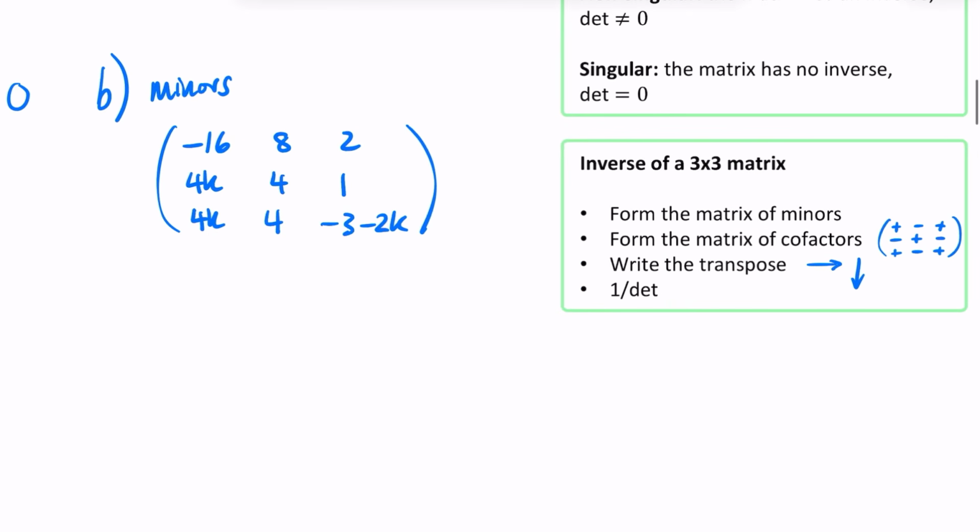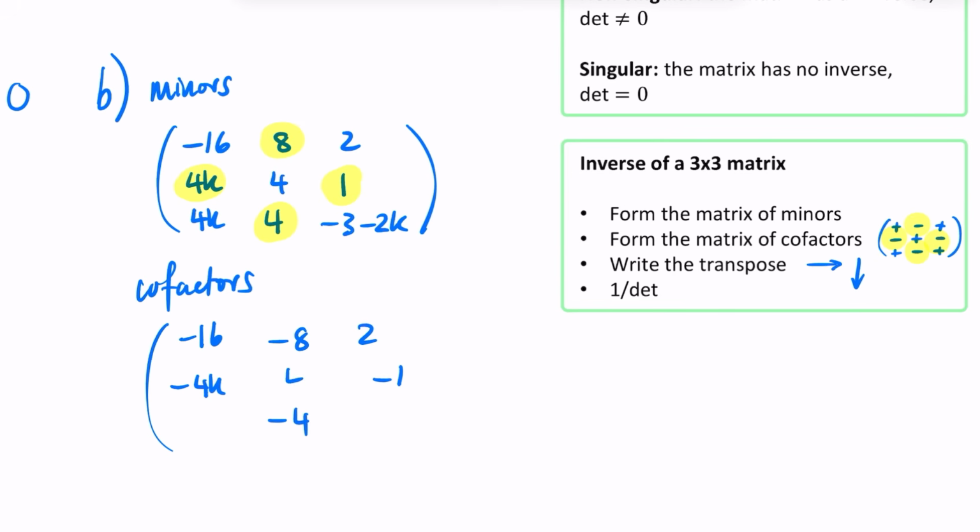So the ones that need to get changed into being negated are this, this, this, and this. In other words, that one, that one, that one, and that one. The rest are all going to stay the same. So for the cofactors matrix, it is going to be minus 16. In fact, I'll change the ones first so I can just concentrate on them. It'll be a minus 8, a minus 4k, a minus 4, and a minus 1. And I'll just fill in the gaps with all of the normal ones that we have there.